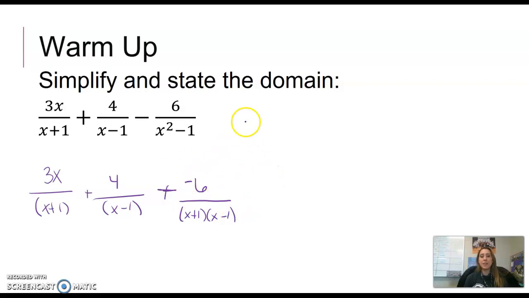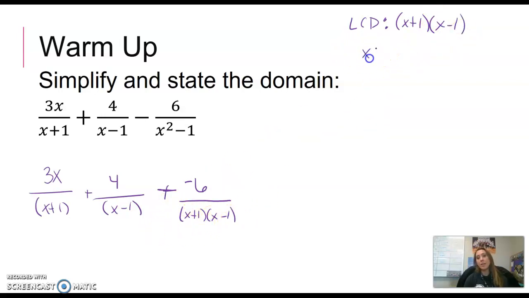So when we're simplifying, the next step after we factored is to find the lowest common denominator. So I'm going to write that up here. My LCD, I'm going to start with my first fraction. I've got an x plus 1. Then I go to my second fraction. I've got an x minus 1. And I already have both represented there.